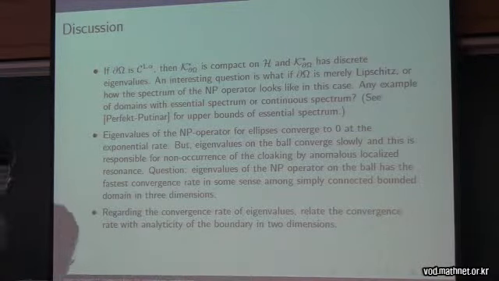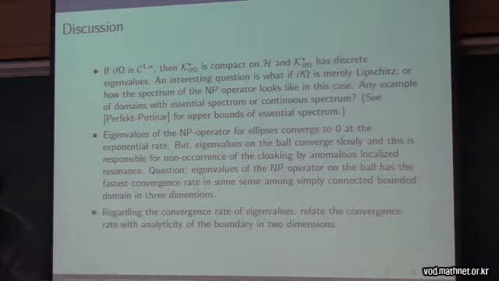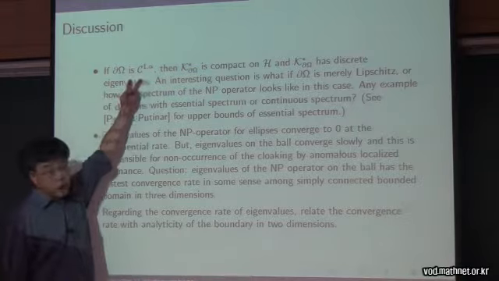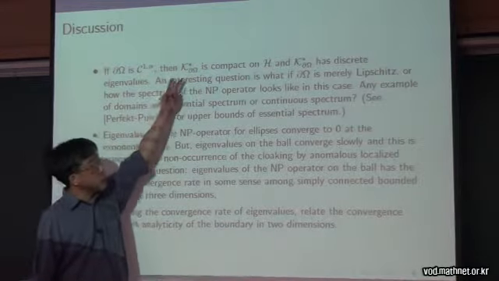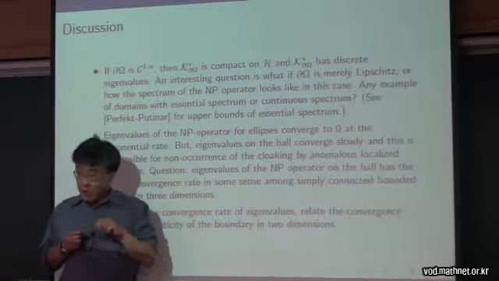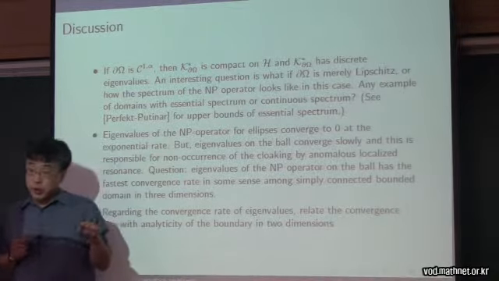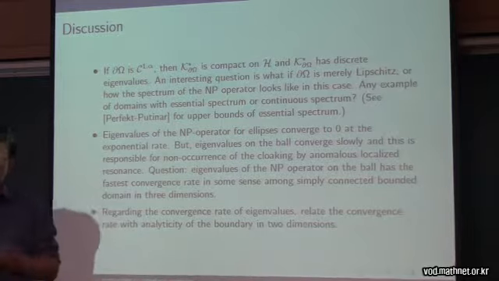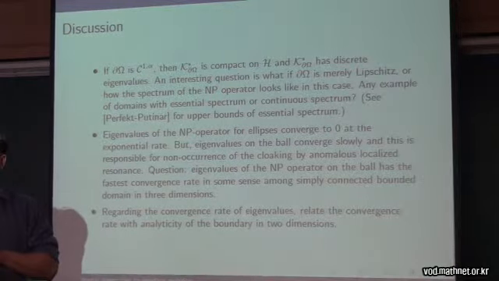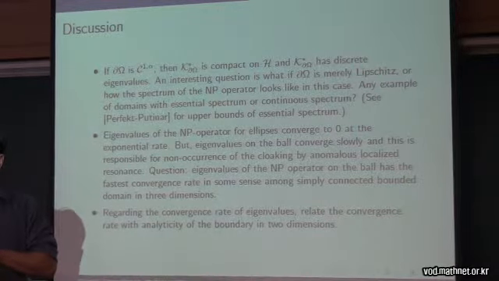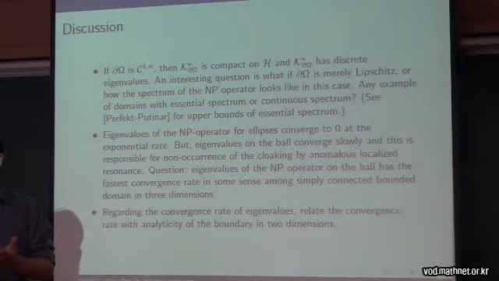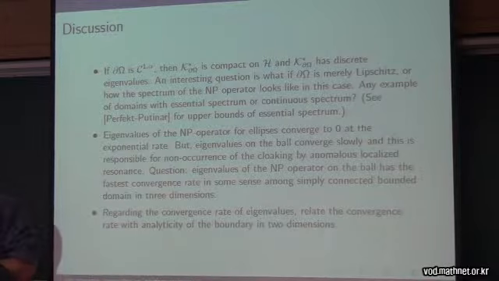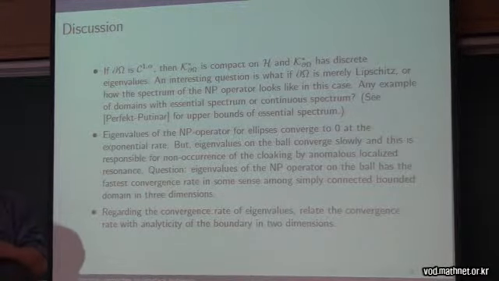I think this is quite an interesting question. Suppose the domain is smooth enough, then it is compact, so it has a discrete eigen spectrum, right? But what happens if it is merely Lipschitz? Because it is not compact, the spectrum may not be discrete. It may have continuous spectrum.